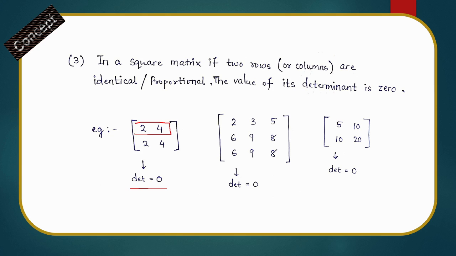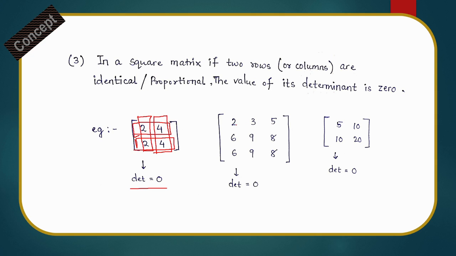This row is identical to this row, or you can say this column is proportional to this column. The property says in a square matrix, if two rows or columns are identical or proportional, the value of its determinant equals 0.